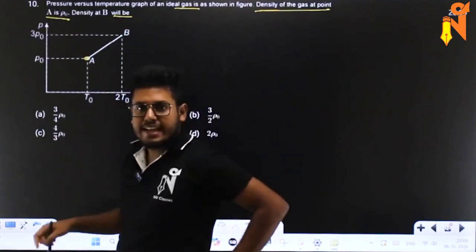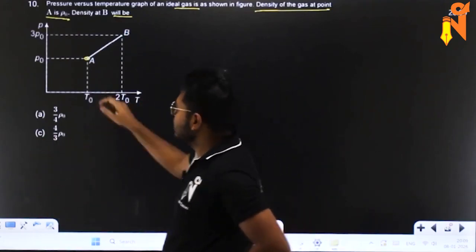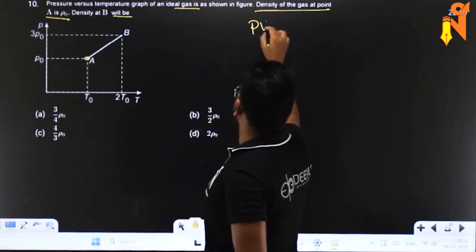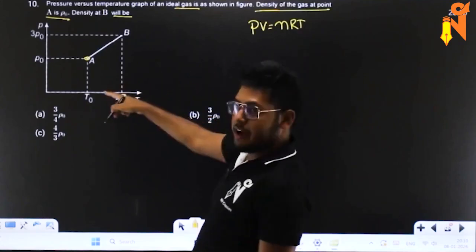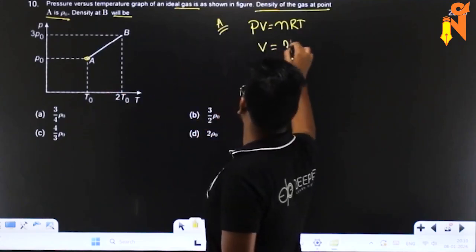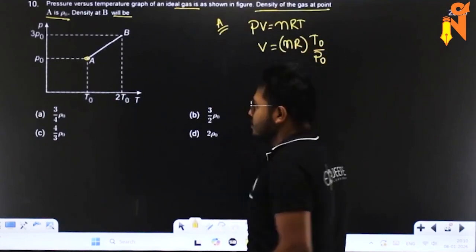Okay, let's see. The mass of the gas is not changing. We have to assume that for sure. Now let's find out what the volume is at this point. You know, PV equals nRT. So at the point A we are talking about, I can write volume V equal to nR, that's a constant obviously, times T naught over P naught, right?